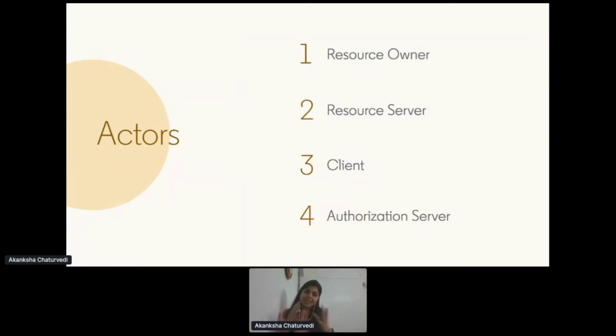Now, if we map these actors to our MyPrint example that we just spoke about in one of the previous slides, the resource owner will be you, whose photos and documents will be stored on the resource server. The resource server in our case will be Google Photos. The client will be the AK MyPrint app, which will try and access the resource server. And the authorization server, which will authorize the app to access this content, will be the Google server.